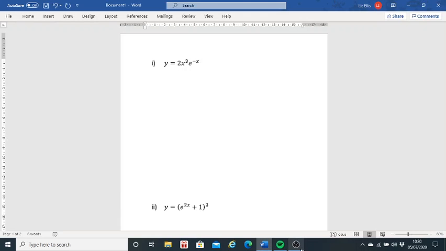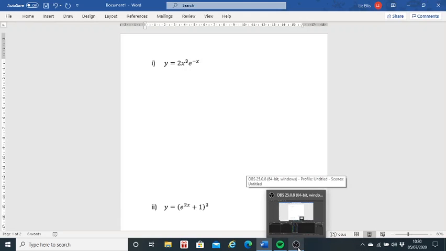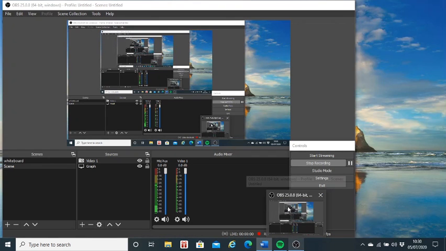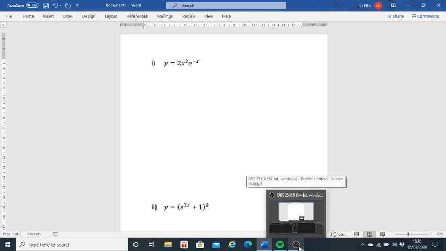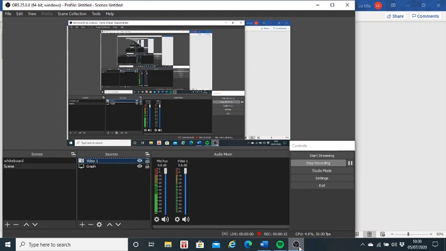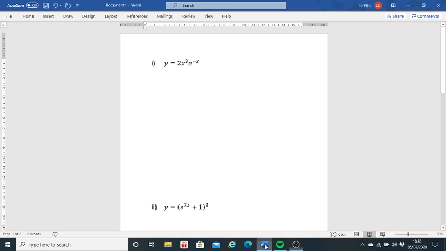Right, in this video we're going to look at how to differentiate these questions. This comes from your actual work that you've been doing. This is exercise 9.1, and what we are doing is finding question 5. We were asked to find the gradient of these expressions at certain points.